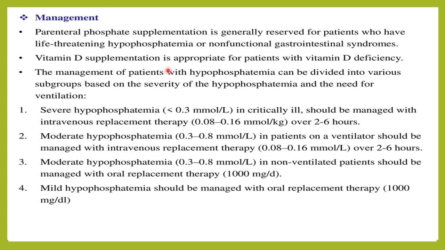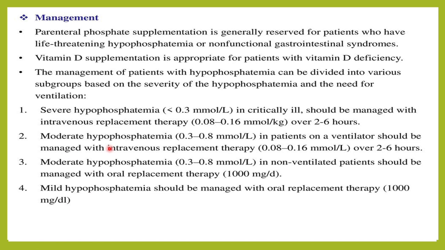So how do we treat this hypophosphatemia then? The treatment depends upon treating the cause, so that we rectify what is causing this hypophosphatemia. Along with that, we will have to manage the patients, dividing them into whether it is a very severe hypophosphatemia or a mild hypophosphatemia. If it is a mild hypophosphatemia, then we can just give them oral replacement therapy of phosphates, like around 1000 milligram per day.